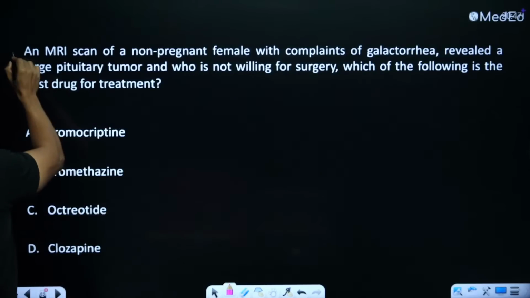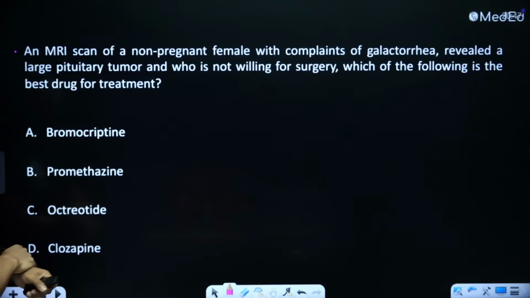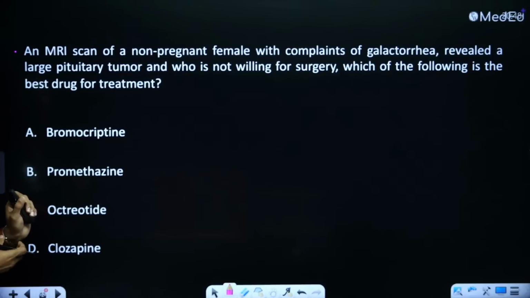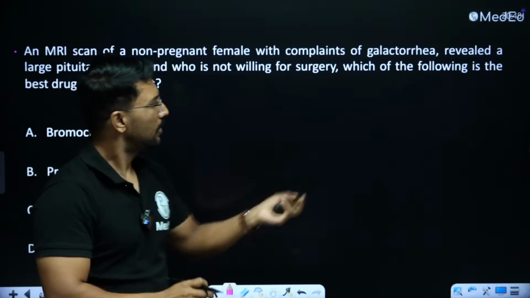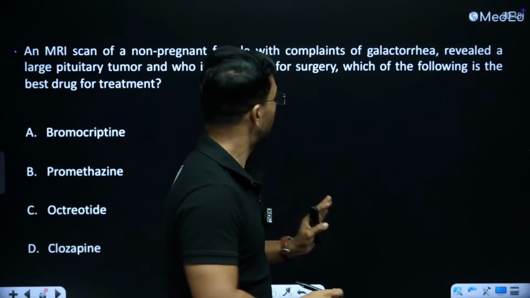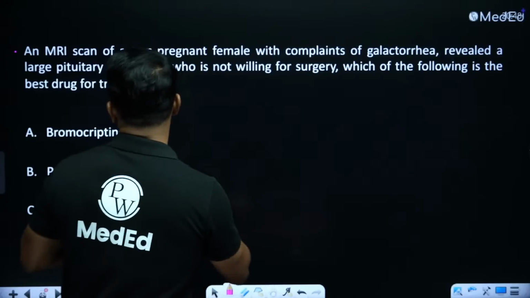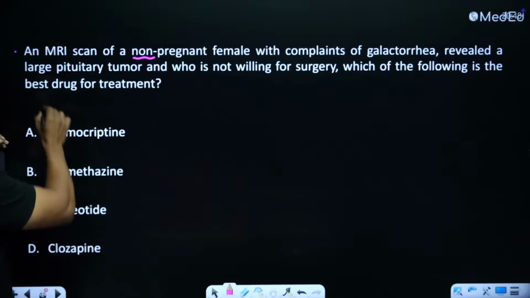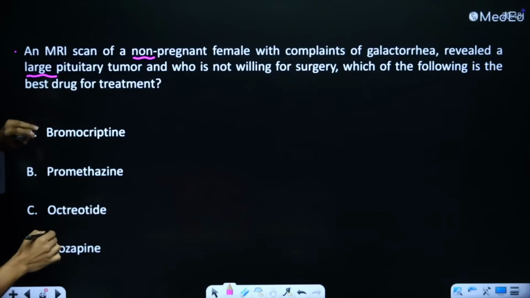Next, an MRI scan of a non-pregnant female with complaints of galactorrhea revealed a large pituitary tumor, and she is not willing for surgery. Which of the following is the best drug for treatment? Galactorrhea, and the patient is non-pregnant, with a large pituitary tumor. What's your diagnosis?